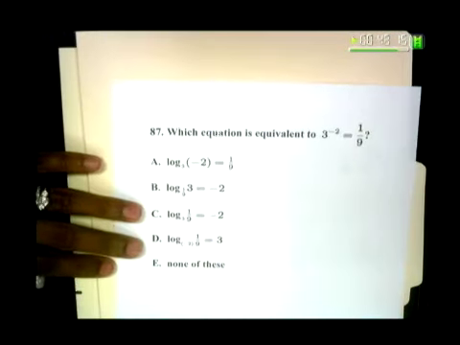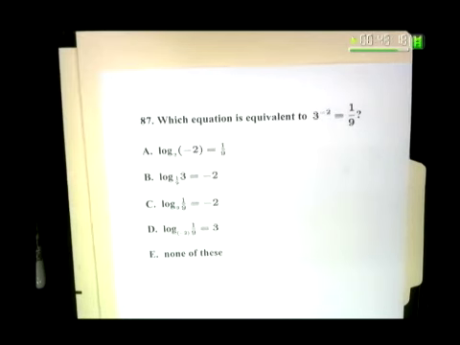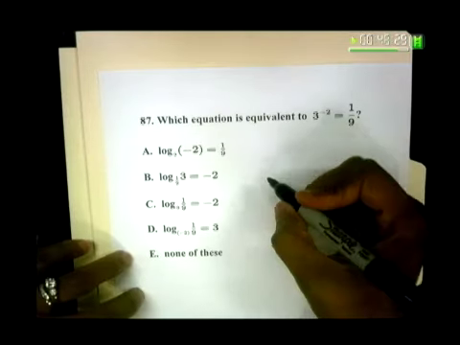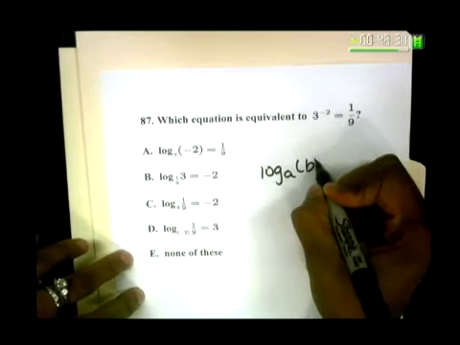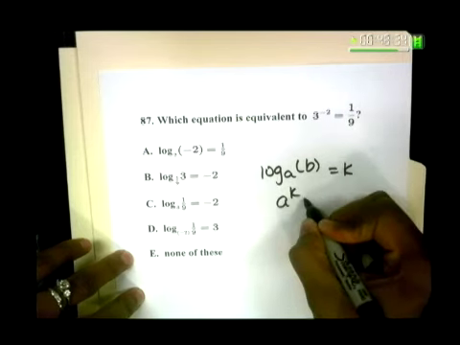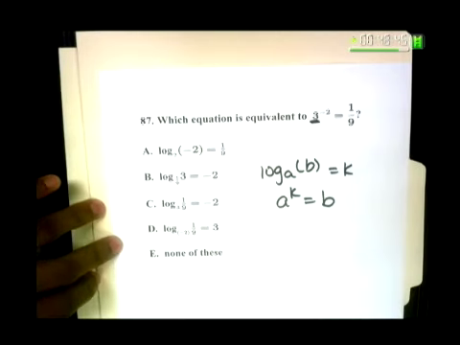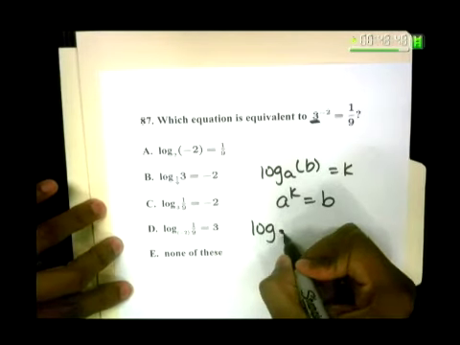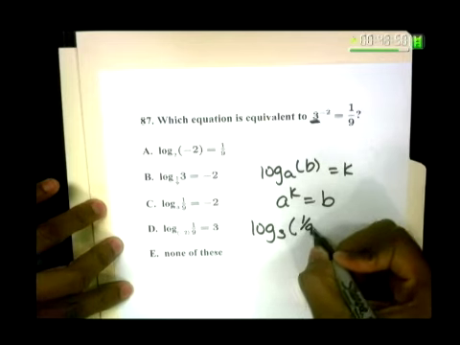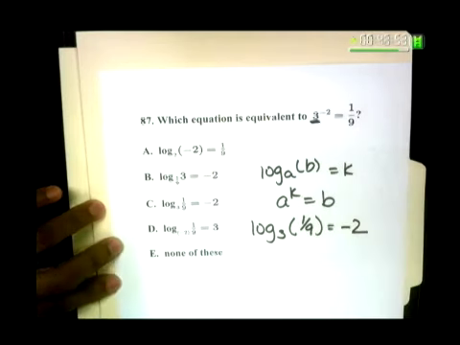All right, so let's do some of these log problems, and then I don't know how much more we'll have time to do. Which equation is equivalent to 3 to the negative 2 equals 1/9? Again, you have to know this relationship: log base a of b equals k is related to a to the k equals b. So the base here would be what? We're talking about 3. So this would be log base 3 of 1/9 is equal to negative 2.